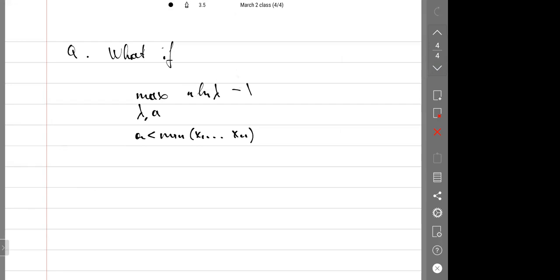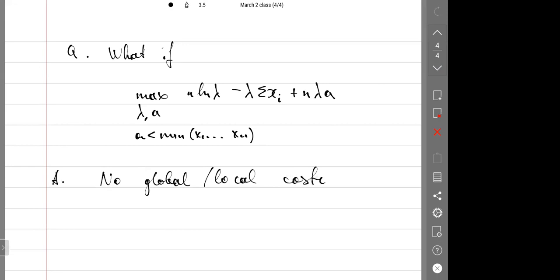Lambda. Okay. So in that case, the answer is easy. So no global or local constraint optimal. In this case, you would like to make the function as big as possible, but you have a strict inequality. In that case, that's a correct problem, but the answer for this problem is no global extrema.